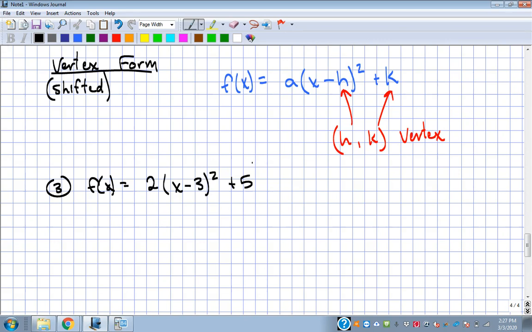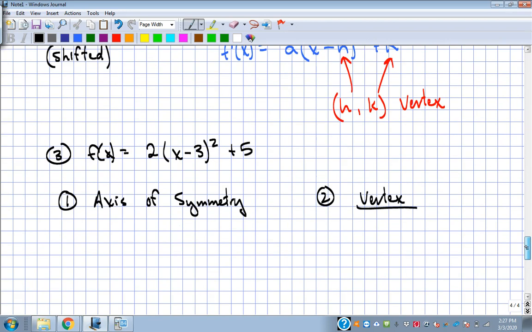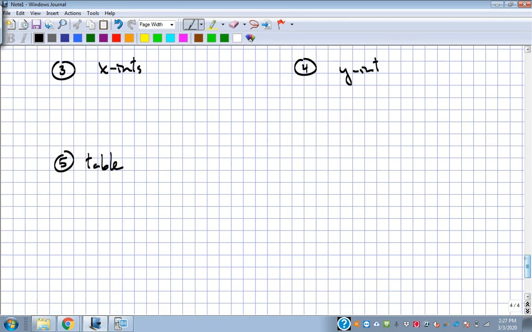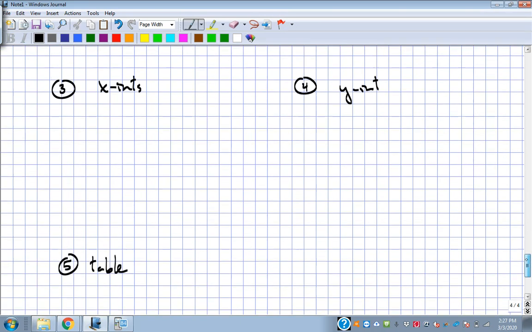Okay. Now, again, we're going to find all of the same things. We're going to find the axis of symmetry. The vertex, which we get for free because we're in vertex form. The x-intercepts. The y-intercept. Table. And I might need some more room to do the x-intercepts on this one because it's not as short as the intercept form was. And then we'll graph it.